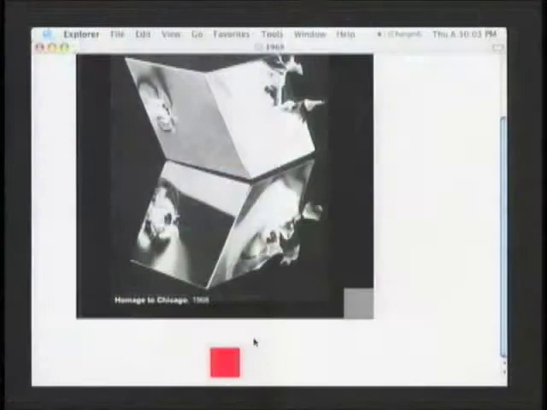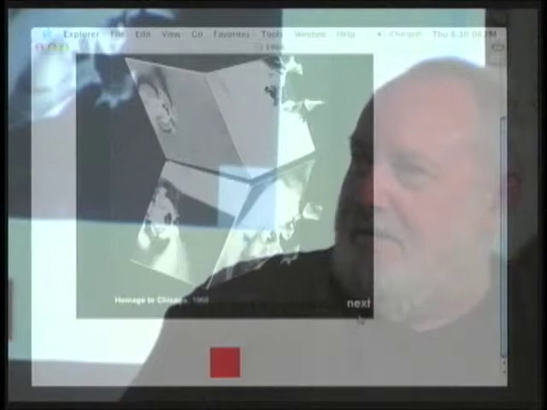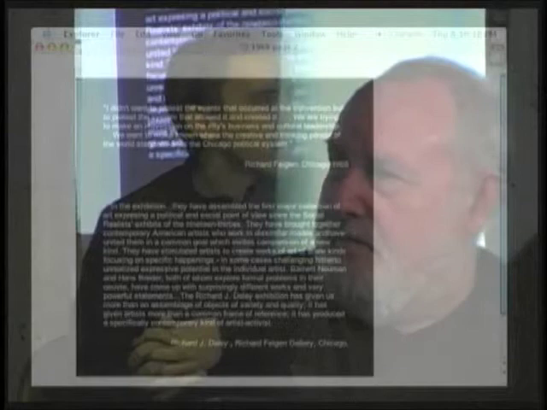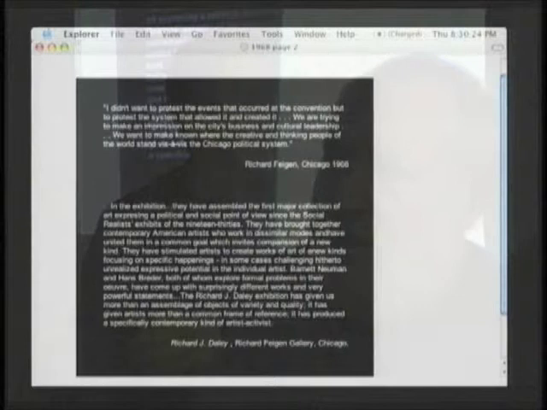Actually, if it hit on the gray square, you would come to another page, and on the gray, there you have text again, which talks about the Mayor Daley exhibition in 1968, which was pretty intense, the beatings in Chicago, right, on the Democratic Convention. Yeah, unfortunately, we didn't think about that. But anyway, that's okay.